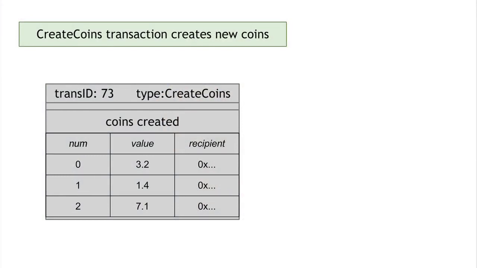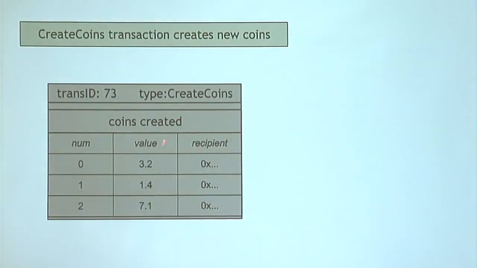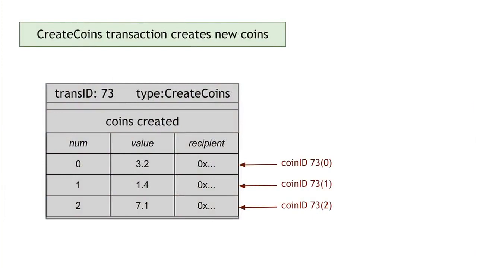It has transaction ID number 73, let's say in this case. Its transaction type is create coins, and then down here there's a list of which coins are created. Each coin is going to have a serial number within this transaction, 0, 1, 2, etc. Each coin has a value. It's worth a certain number of Scrooge coins. And each coin has a recipient, which is going to be a public key who gets that coin as it's created. So this transaction type creates a bunch of new coins and assigns them to people as initial owners.